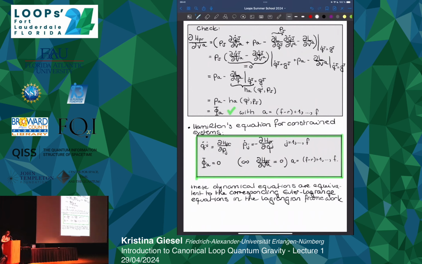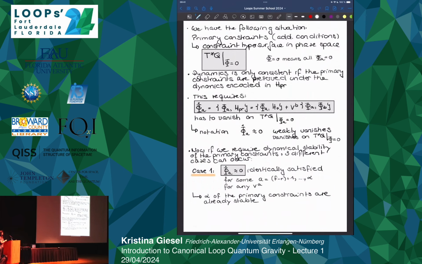And doing that, we have the equations of motion in a constrained system, which are basically given by the standard Hamiltonian equations for q and p. In addition, because these variables are not all independent, since we have constraints, we also have to require that these primary constraints vanish. This is equivalent to taking the derivative of the primary Hamiltonian with respect to the Lagrange multipliers. This is the set of dynamical equations that we usually have to deal with in constrained systems, and it will also be the case for general relativity.